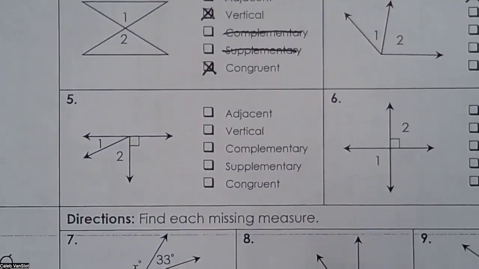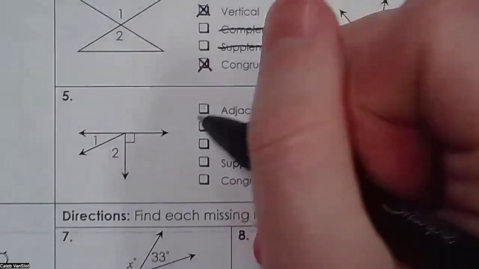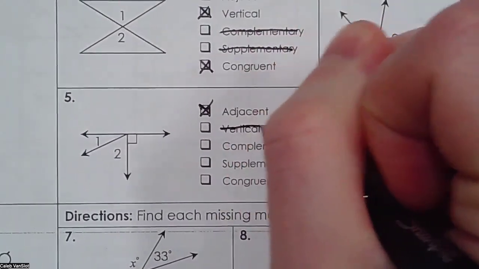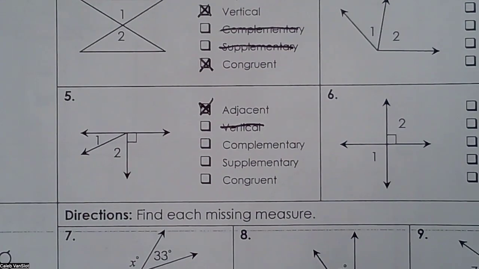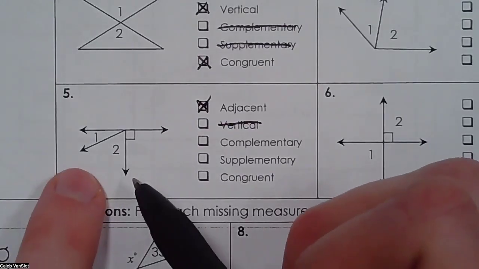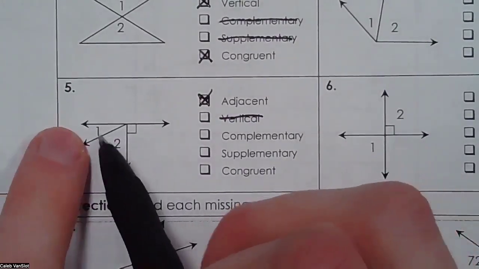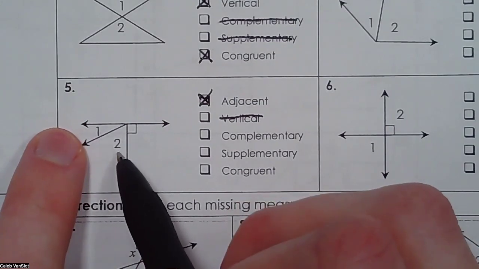Okay, number 5. We've got kind of a lot going on here, but 1 and 2, they're adjacent. That means they're not vertical. What do they add up to? Okay, we are on number 5, and the angles we're talking about are just 1 and 2. So when we add 1 and 2 together, 90 degrees.